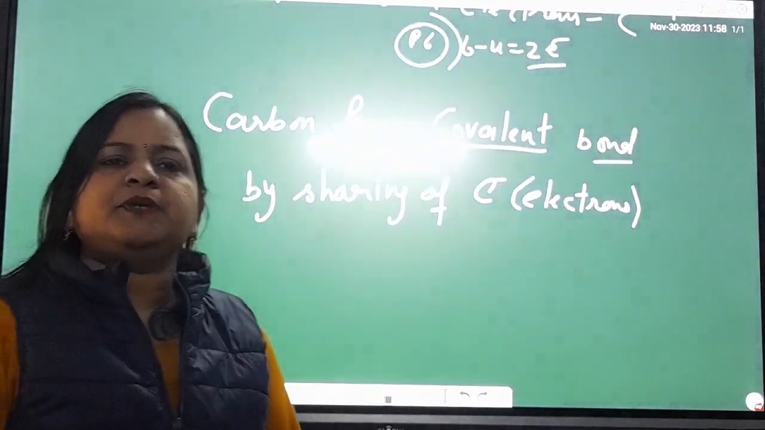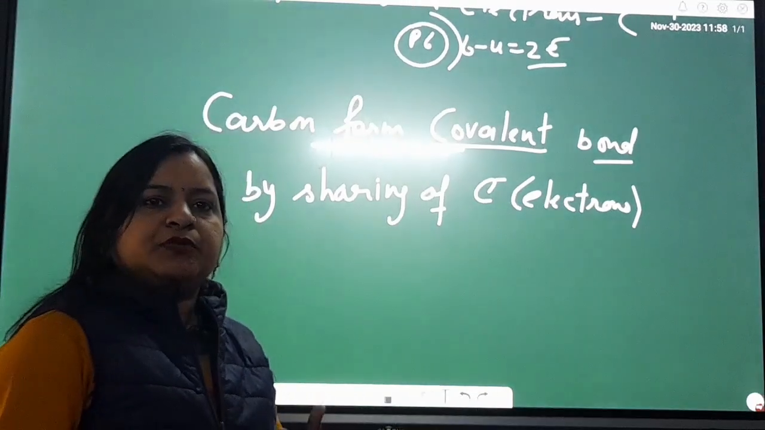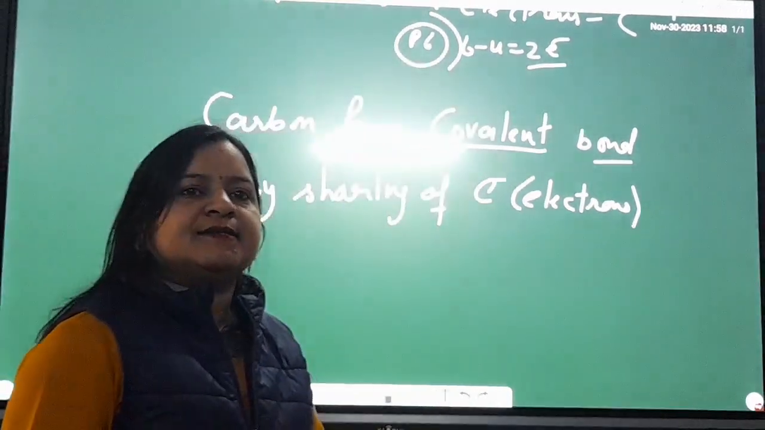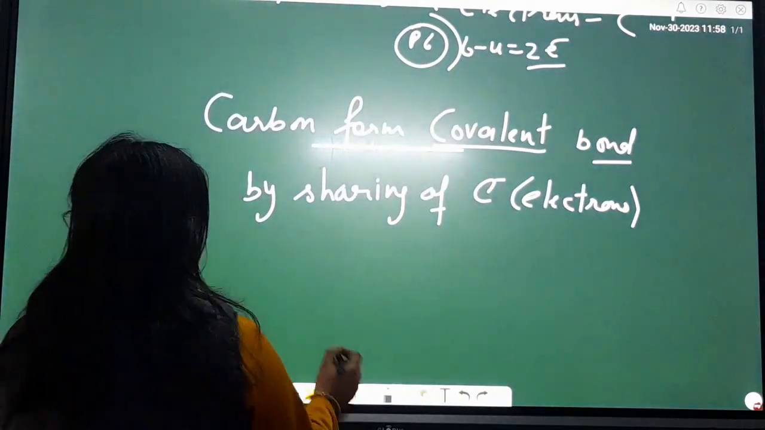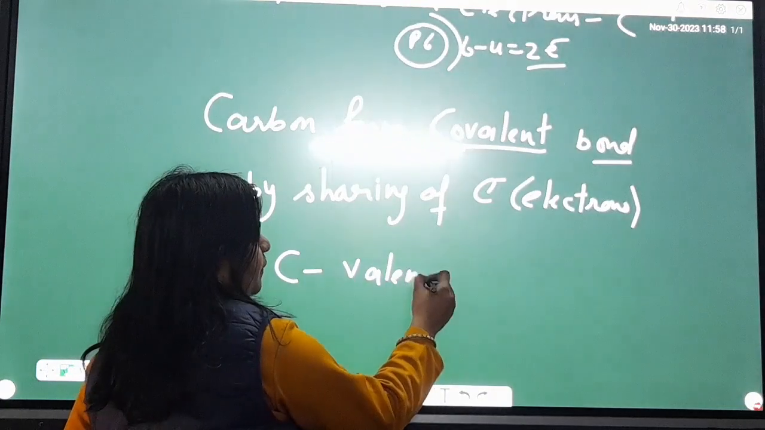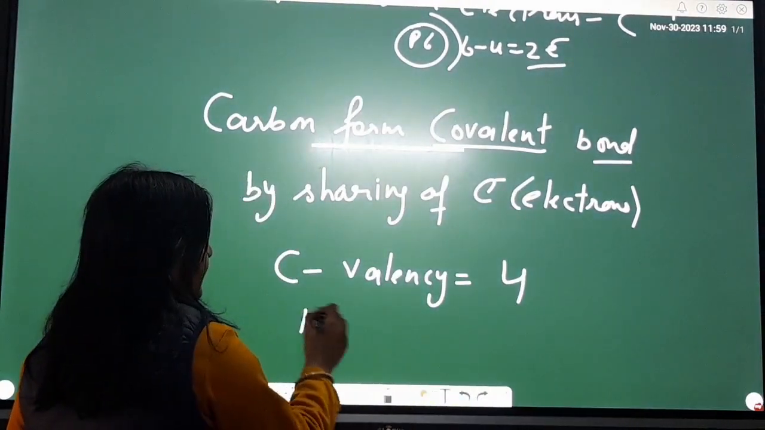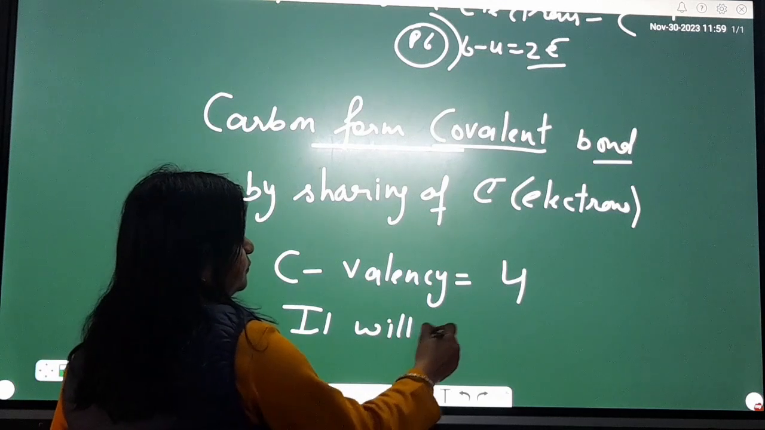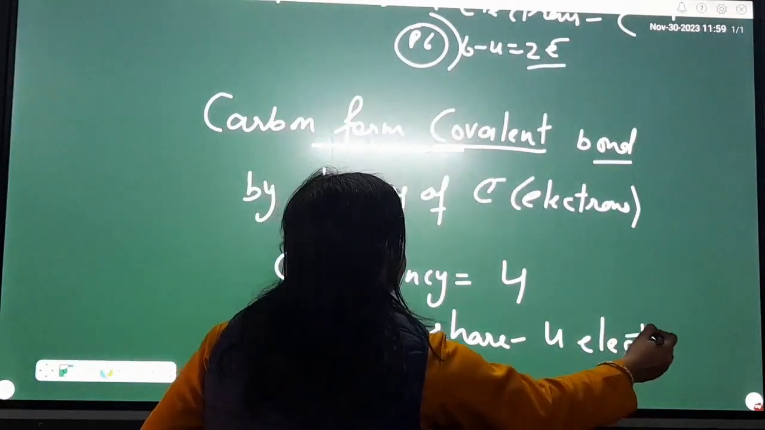Sharing of electrons means that the electron becomes mediator between two elements. That is counted in both the elements if both share their electrons. So carbon has valency 4, so it will share 4 electrons.